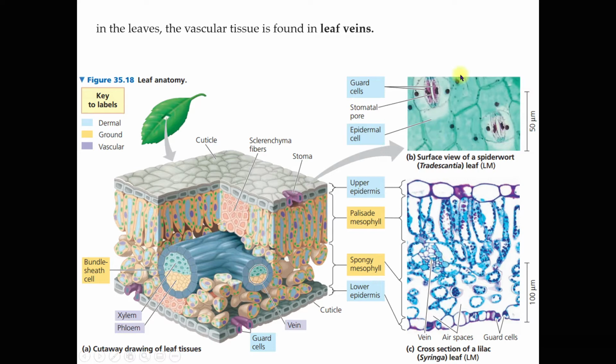Okay, so a stoma, or stomata, consists of guard cells. You can see these guard cells, a pair of guard cells with a stomatal pore. These are adjacent cells.